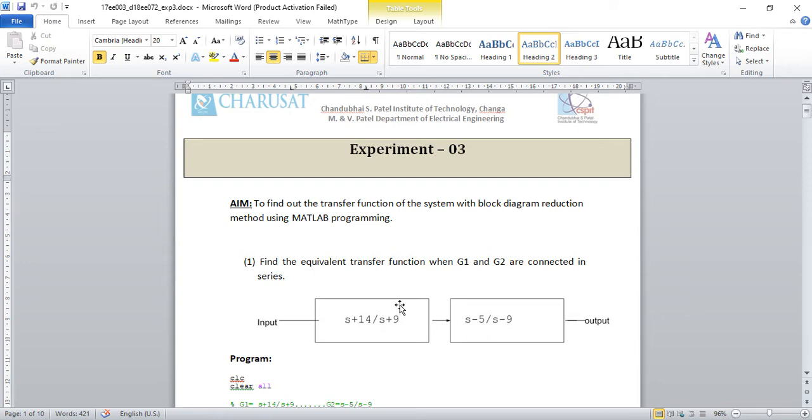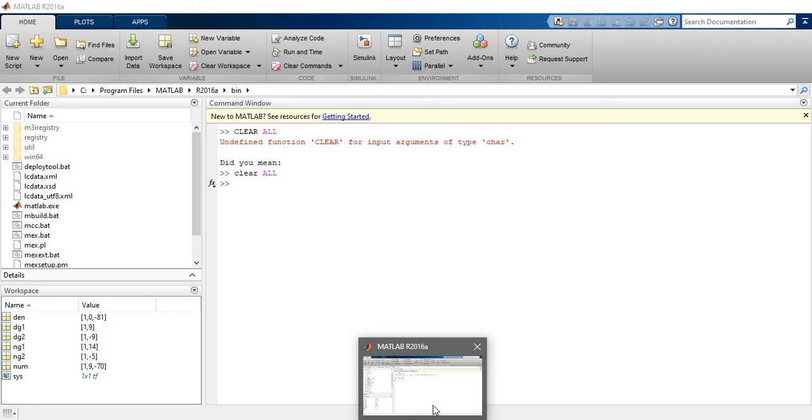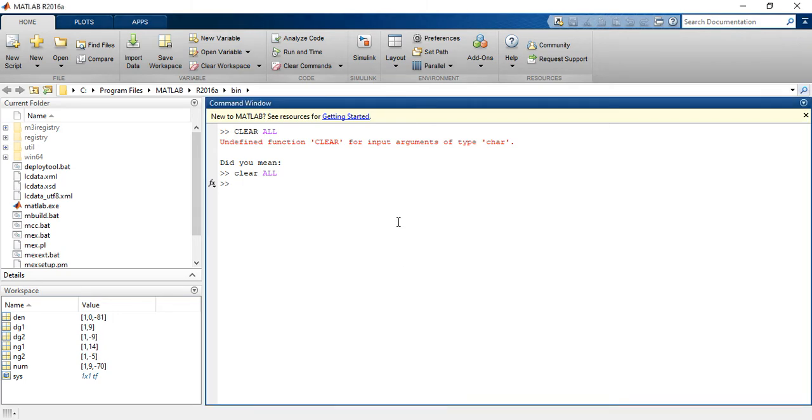As you can see over here, this block number 1, let us say G1, has a transfer function of s plus 14 divided by s plus 9, and G2 is s minus 5 divided by s minus 9. They are connected in series and we want to find out the transfer function of the system. For that we have to take the help of MATLAB. So I am opening MATLAB.